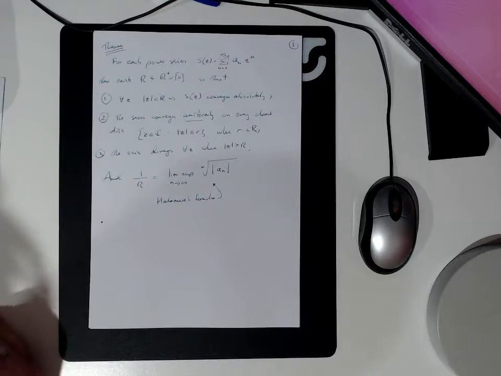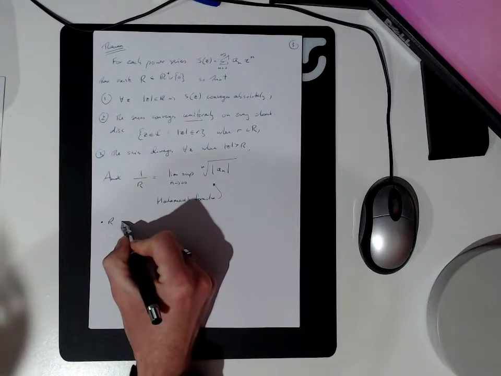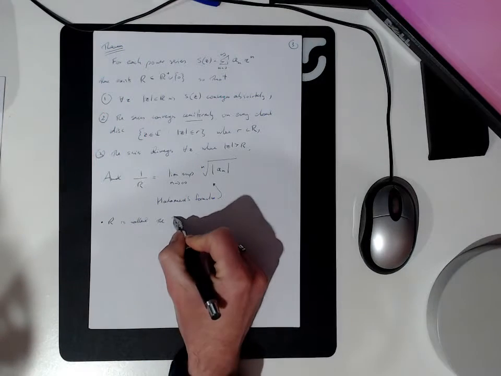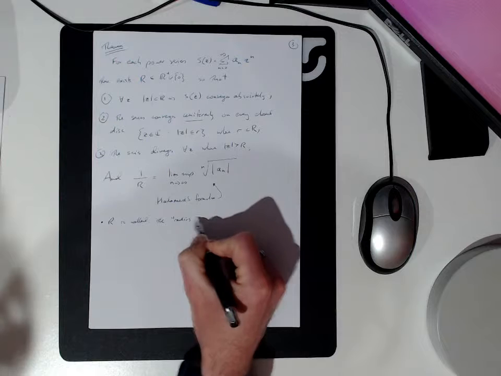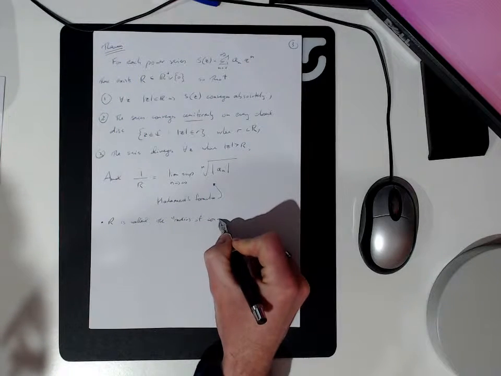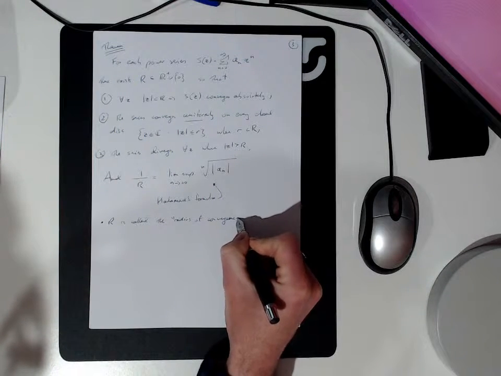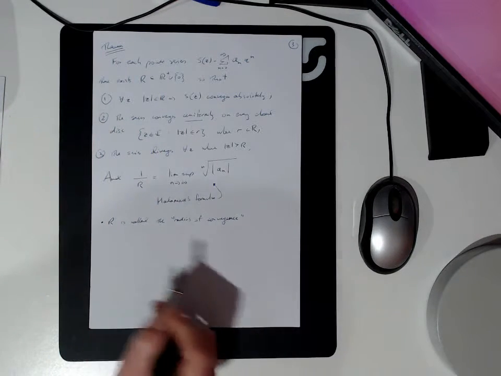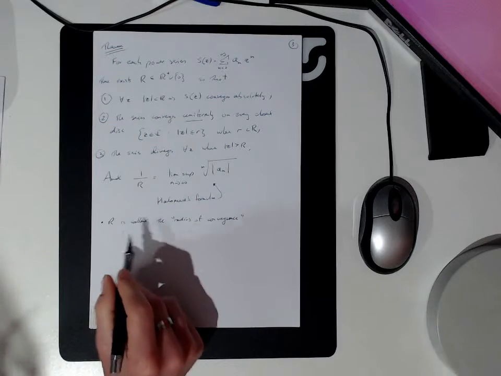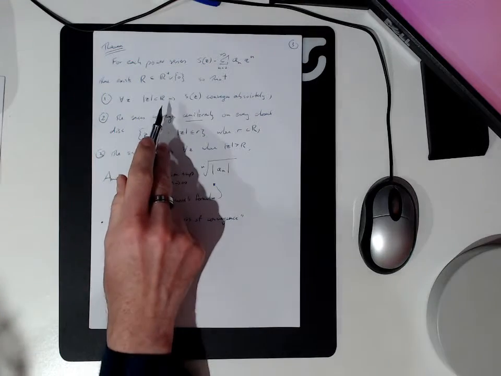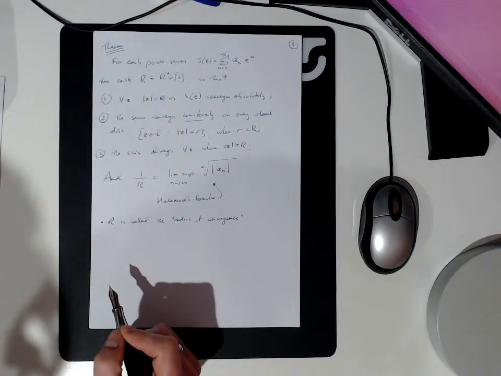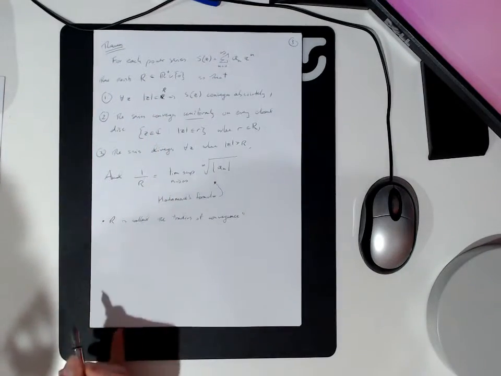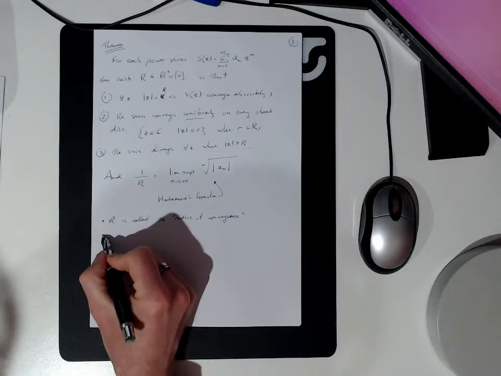Power series. R is called the radius of convergence, basically because the series converges when evaluated on some point whose modulus is less than r. So, oh gee, that's not the real numbers, that's just r. There you go.